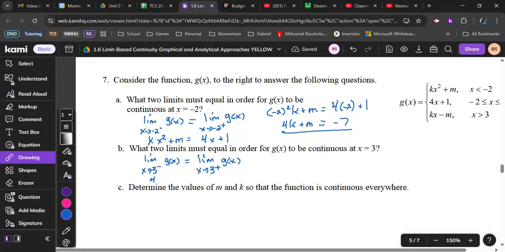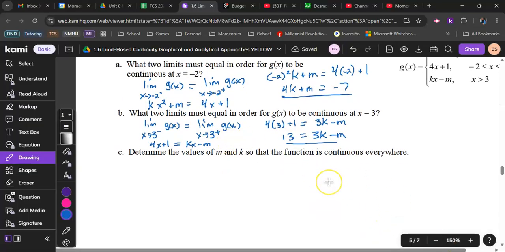Showing what those are, that's 4x plus 1 needs to be equal to kx minus m. Then, of course, I can plug in 3 for my x, so I'm going to get 4 times 3 plus 1 needs to be equal to 3k minus m. This simplifies to 13 equals 3k minus m. There's my second one. So now I can make this continuous everywhere by forcing these things to be equal.